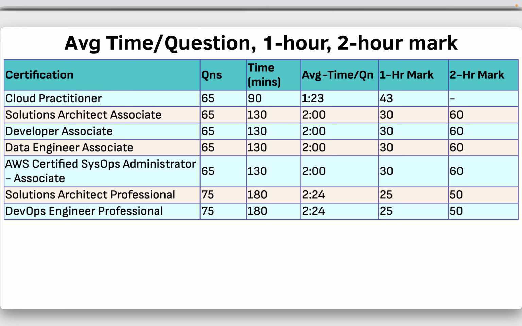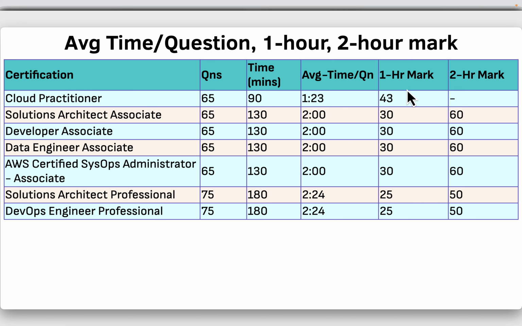So this is the table of average time per question and how many questions you should finish by the 1 hour or the 2 hour mark. First we have Cloud Practitioner and all the associate level exams, which have 65 questions, and for this you have 90 minutes, 130 minutes and 180 minutes respectively. So the average time per question you should spend ideally should be 1 minute 23 seconds. For associate it should be 2 minutes, and for the professional 2 minutes 24 seconds.